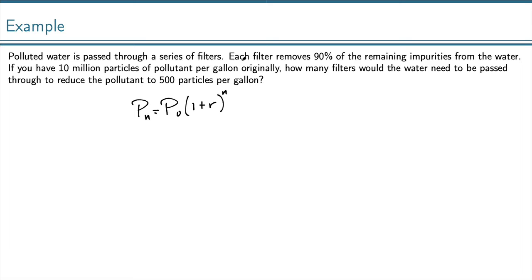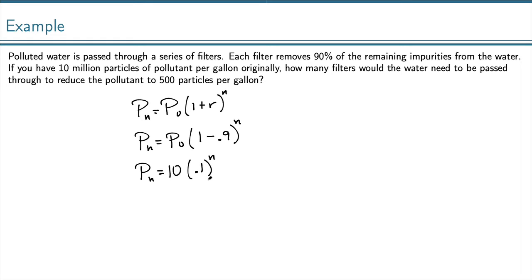We know that our filters remove 90% of the impurities. That means that we're decreasing by 90%. So we have P sub n equals P naught times (1 minus 0.9) to the n. P naught is the initial amount that we have. We have 10 million particles per gallon. So we have P sub n equals, I'm just going to leave this as in millions, so 10, and then this is 0.1 to the n.